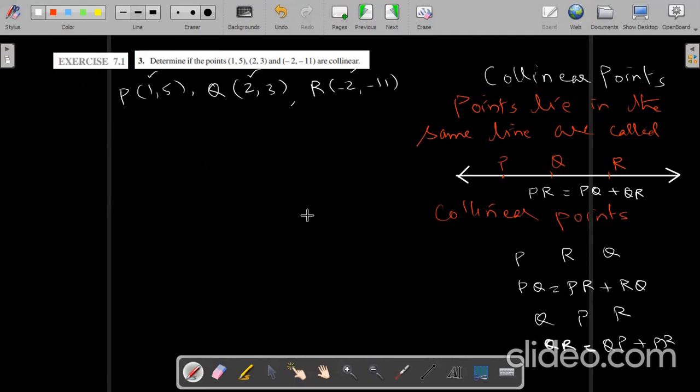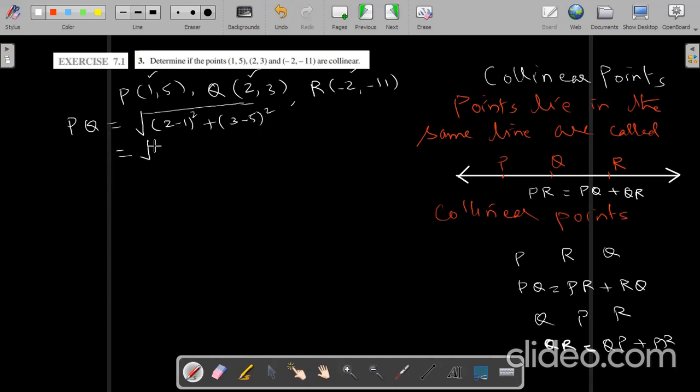You should find the distances. The maximum distance will be the sum of the two smaller distances; the highest value will equal the sum of the two lower values. So first we have to find the distance between the points P and Q. First, PQ: x2 minus x1 means 2 minus 1 whole square plus 3 minus 5 whole square.